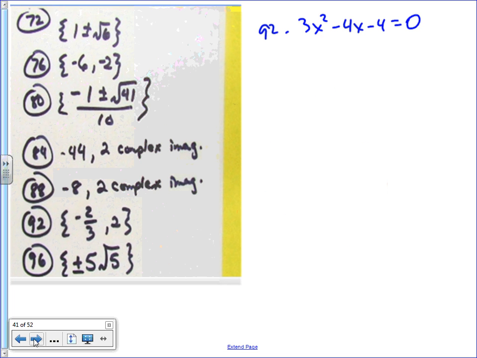Moving on. There's some more things to check, and I'll work problem number 92. Problem 92 is already set up. One side's 0. That's great. I have a trinomial, so I've got to try to factor it. I will multiply my coefficient in the front, the 3, times the 4 in the back, and ask myself, that's 12, are there factors of 12 that subtract to be 4? Factors of 12 that subtract to be 4. Well, yeah, 6 and 2.